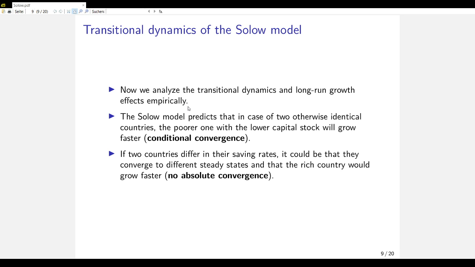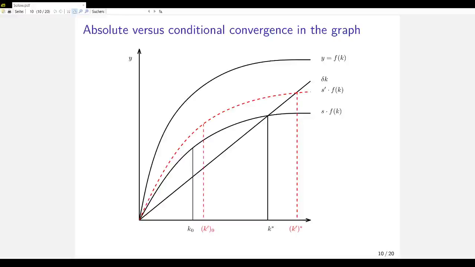So there is no absolute convergence in the Solow model. To illustrate this, we again look at the graph of the Solow model for two countries now, one with a lower saving rate s that has a steady state capital stock per worker of k*, and one with a higher saving rate s' that has a steady state capital stock per worker of k'*. Now we assume these countries start somewhere with an initial capital stock k0, the country with the lower saving rate, and with an initial capital stock of k'0, the country with the higher saving rate.